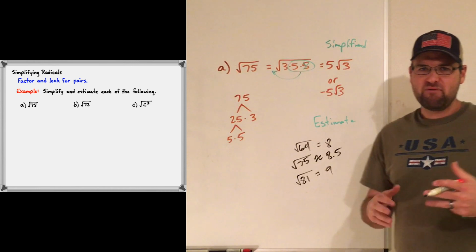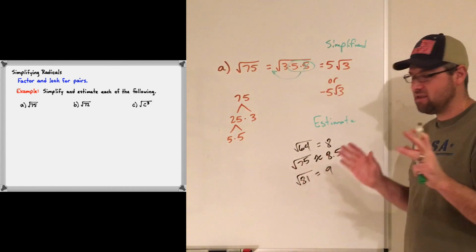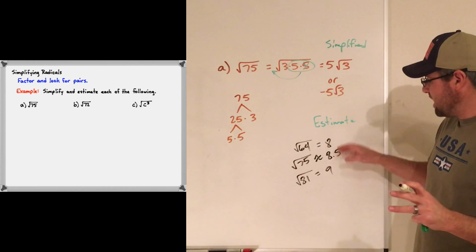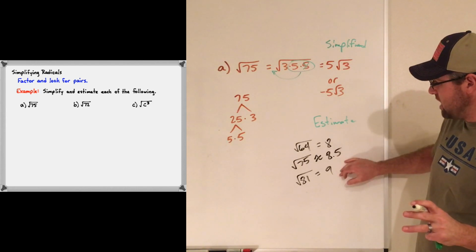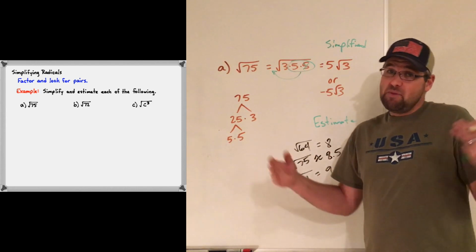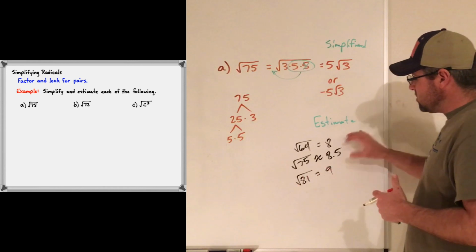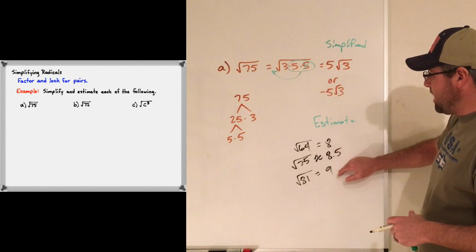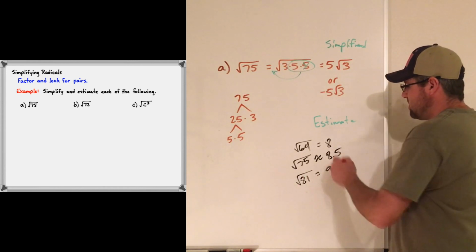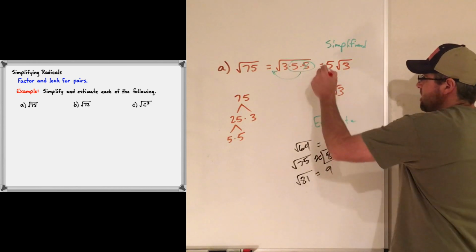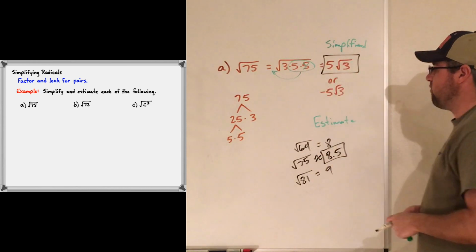Now, is it close to 8.5? I'm not saying that it is. I'm just saying that it's somewhere between 8 and 9. It may be 8.1. It may be 8.001. But I just want to recognize that it's some number between 8 and 9. So this is my estimate. This is my simplified form.